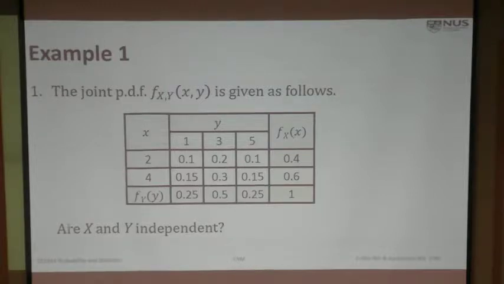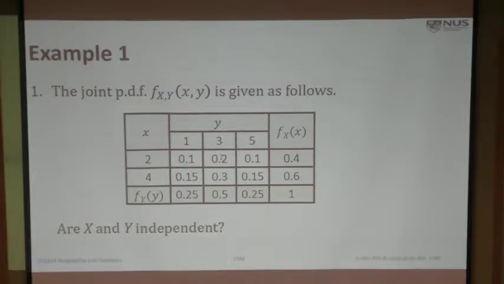So look at a joint probability mass function, not PDF, probability mass function, given as follows. Okay, so x is a random variable which can take the value 2 or 4, and y is a random variable which can take the value 1, 3, or 5. Remember what, for example, this entry represents is the probability that y is equal to 3 and x is equal to 2, so it's 0.2.